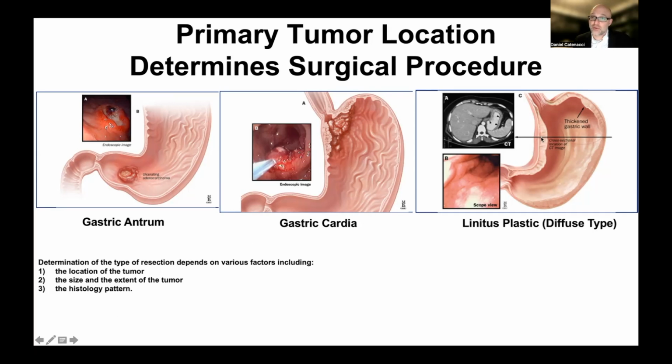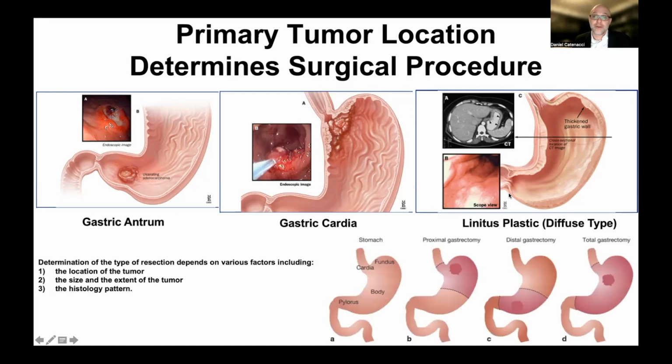Remember, diffuse type, which is shown here on the far right, often and usually affects the whole stomach. And so we're talking here about a total gastrectomy that needs to be performed, which is shown here on this image. On the other hand, the location within the stomach, if it's at the proximal end of the stomach, the top part of the stomach, versus the far end or the distal end of the stomach, this will dictate which types of gastrectomies would be performed.